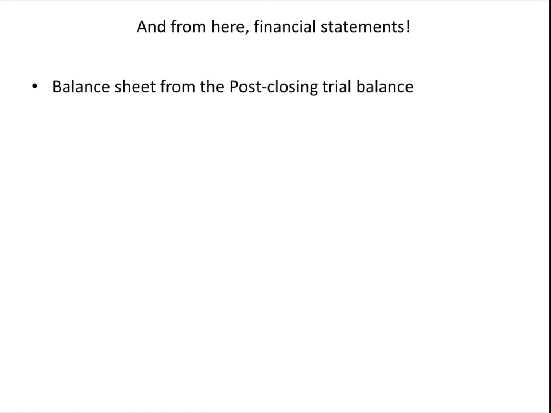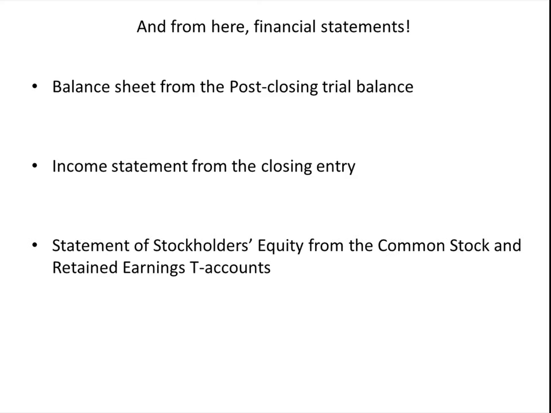So financial statement time. Our balance sheet comes from the post-closing trial balance. Our income statement comes from the closing entry. We saw both of those already. Our statement of stockholders' equity comes from the common stock and retained earnings T accounts, because that's what the T account does, doesn't it? Our T accounts say beginning balance plus what changed equals our ending balance, which is the exact purpose of the statement of stockholders' equity or the statement of retained earnings. And our cash flow statement can come from the cash T account if we're going to do our cash flow statement in that manner. More about the cash flow statement to come.